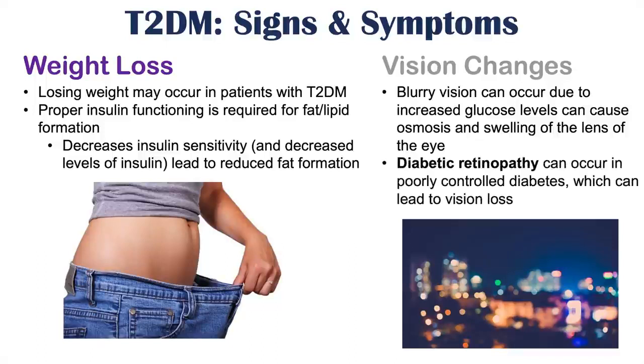And then there's this other condition that can occur in uncontrolled or poorly controlled diabetes, which is known as diabetic retinopathy. We're going to talk a bit more about this a little later on, but this can also present with vision changes. And one of those vision changes is vision loss. So diabetic retinopathy, very important to recognize.